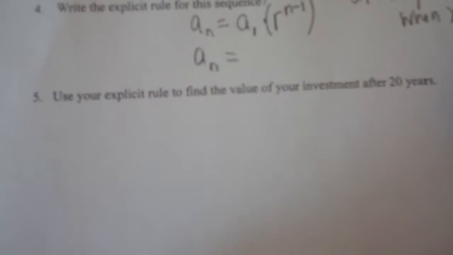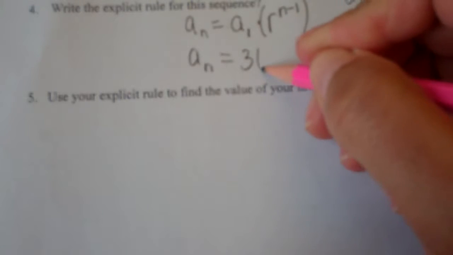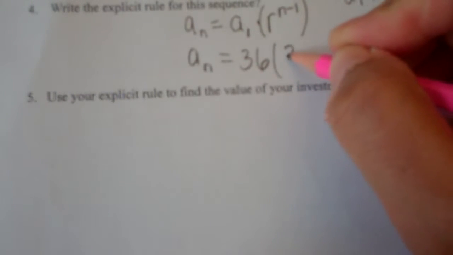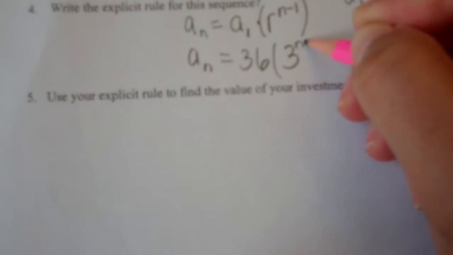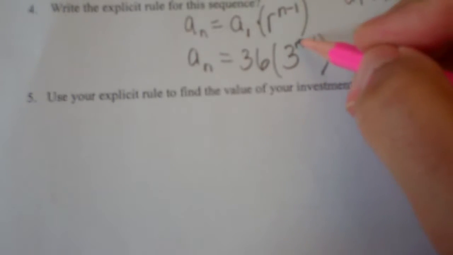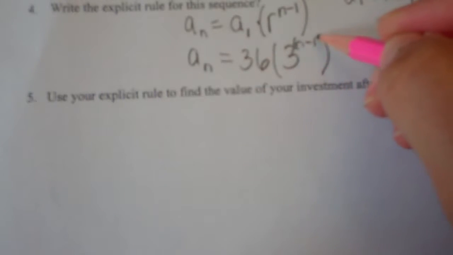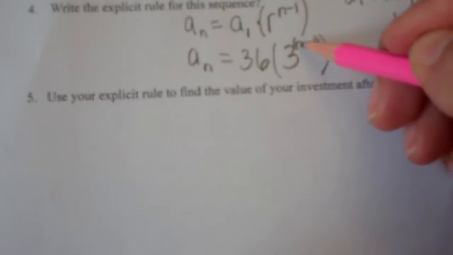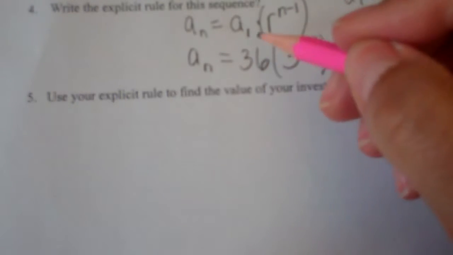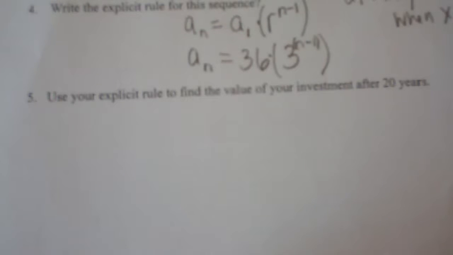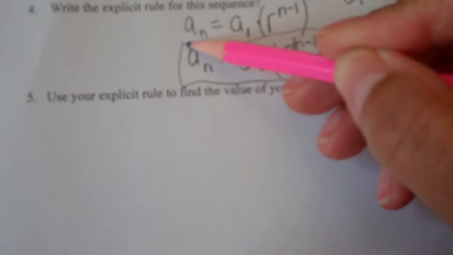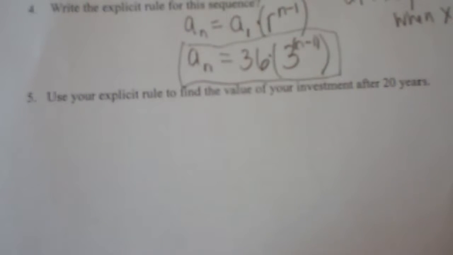So flipping the sheet over, we're going to substitute our 36 in for a sub 1 times our common ratio is 3 to the n minus 1. And please make sure that this is going to be in the exponent spot. You may also put a parenthesis around it because this is what we're going to be doing first if we were going to use it. You can put a dot there as well if you would like. But this right here is going to be our explicit rule that we're going to use.